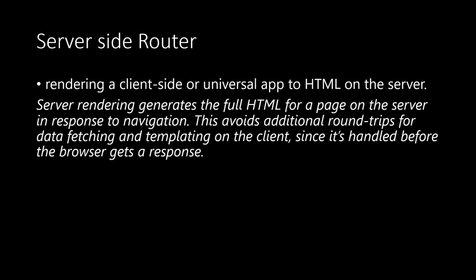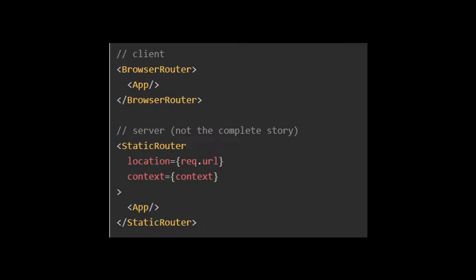We pass in the requested URL from the server so the routes can match, and the context props that we will discuss. So earlier, when we were doing the client side rendering, we used browser router to wrap our app component, but in the server, we will be using static router. Here we will have two arguments. First is location and the second is context.